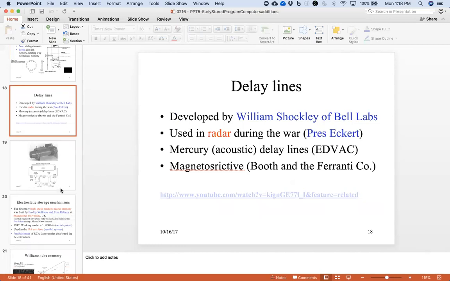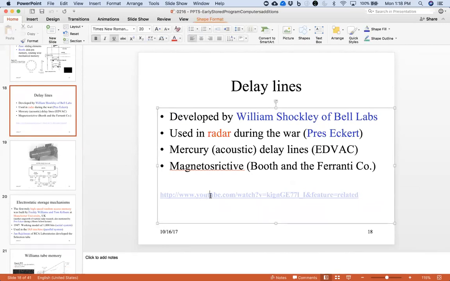There's this concept of delay lines, and this is one that might be nice to show the video of. I put this video in here. Let me see if I can still get it. Give me just one second here.